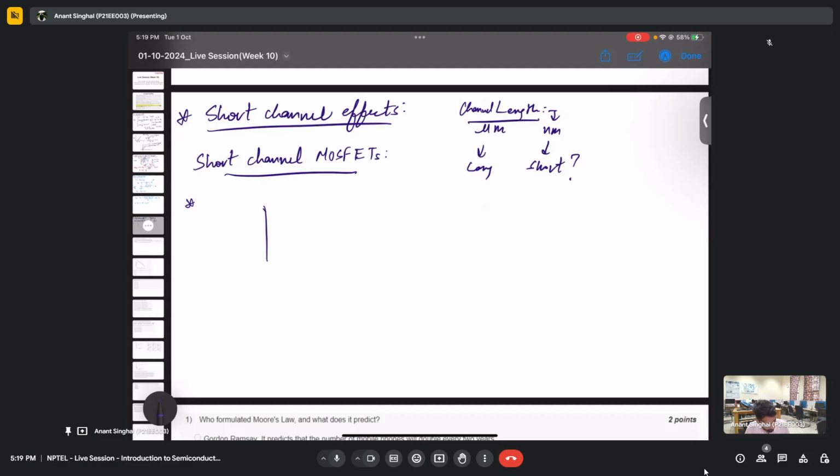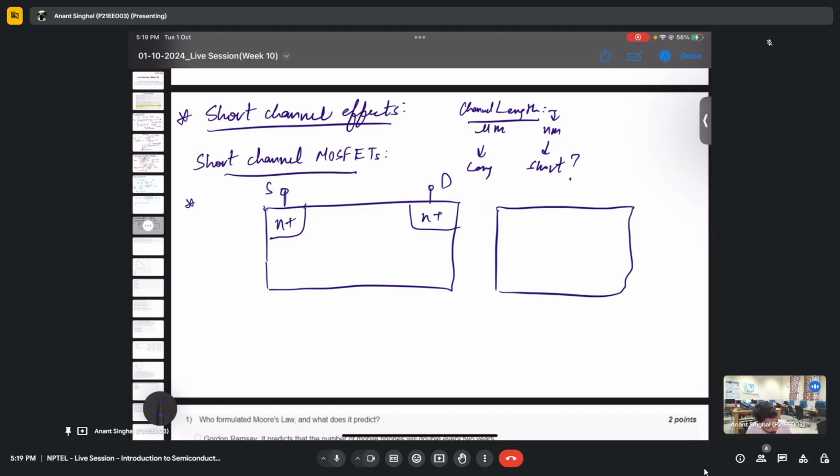So let's say I'm making a MOSFET which is something like this. This is source, this is drain. For simplicity, I'm not making the gate as of now, and I'm making a MOSFET which is this.